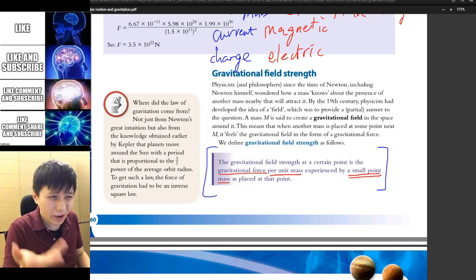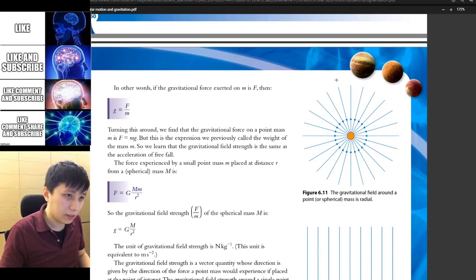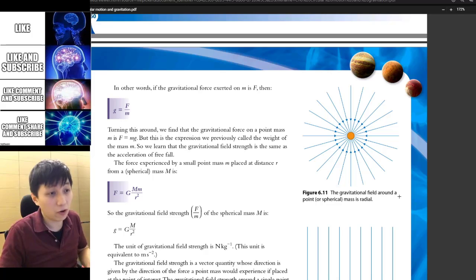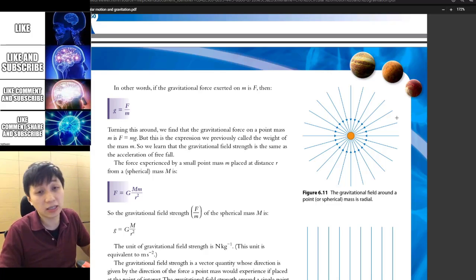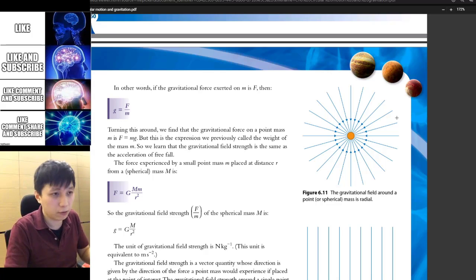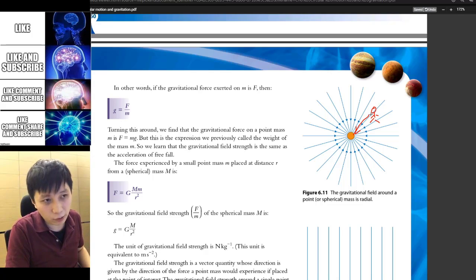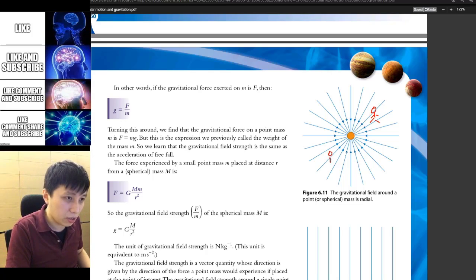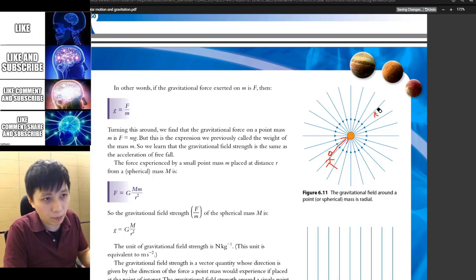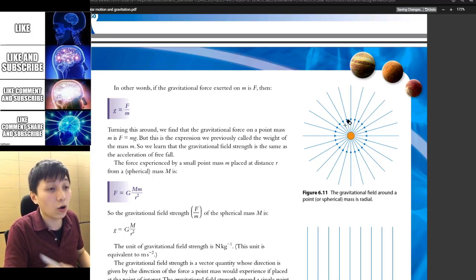So you should have a question: what exactly is a small point mass? Think about this. This is a diagram of the gravitational field strength of a planet, probably. The direction of the arrow represents the force that you may experience. So for example, if I am here, then obviously I will be attracted towards the planet. That's why you can see the arrow is pointing towards it. And no matter where I am, it's going to be the same. I will be attracted towards the planet. So all the arrows nearby representing the gravitational field strength are always going to point inward towards this planet.